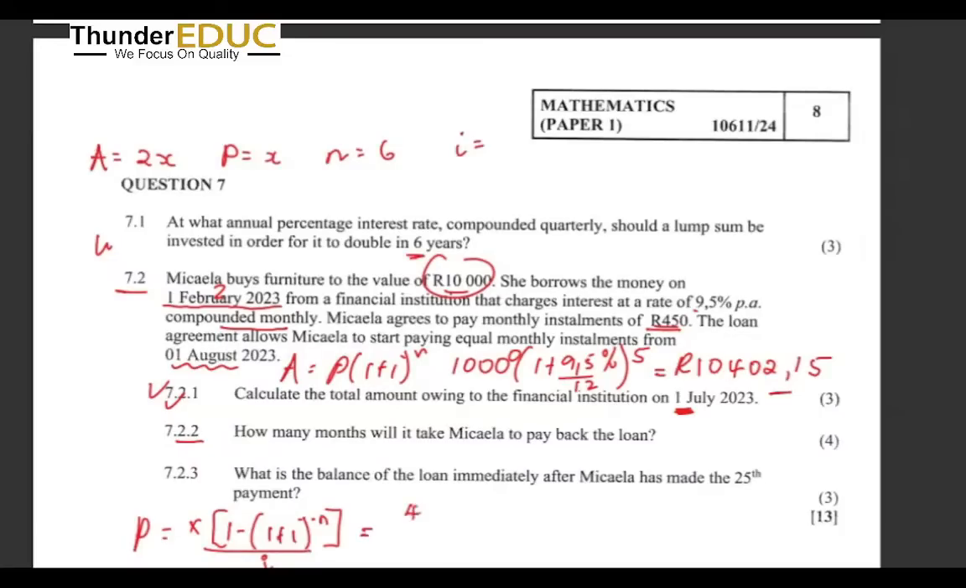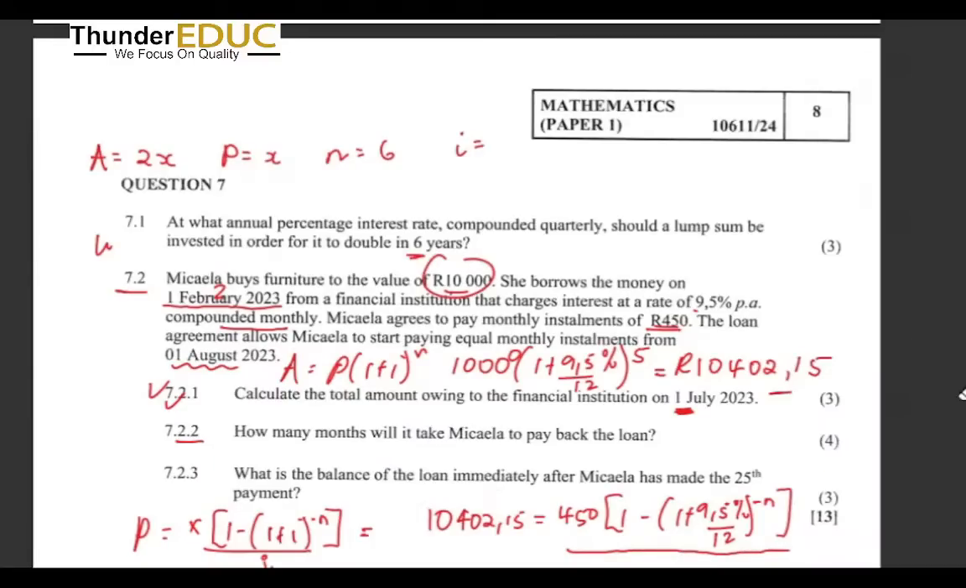So that's going to be the P value, which we already have, which is 10,402.15, equal to the 450 into 1 minus 1 plus, this is 9.5%, we are compounding monthly, to the exponent of negative n. I'm using negative n because I don't want to get the years. I only need the months. And then I'm going to divide this by the interest rate, which is 9.5% over 12.